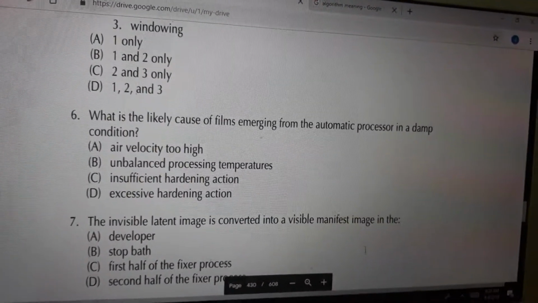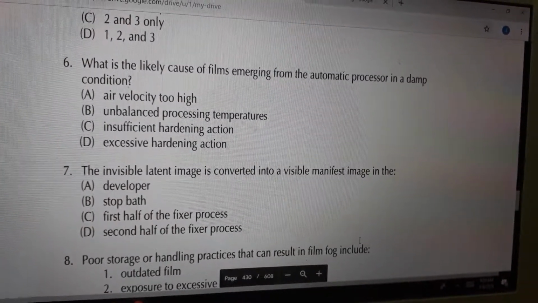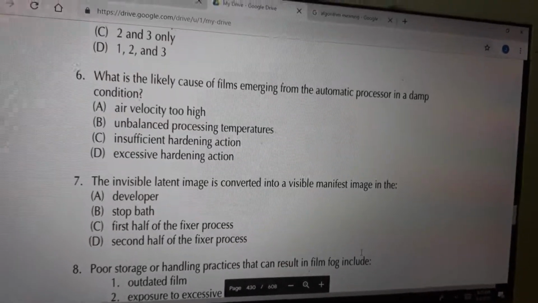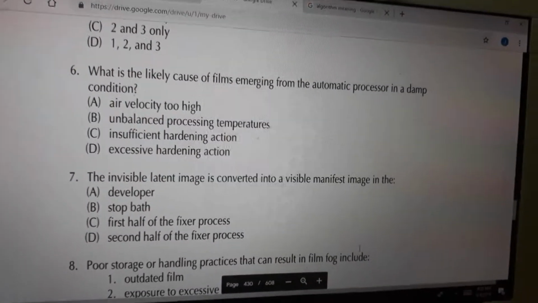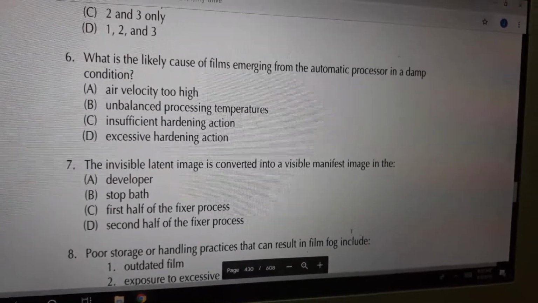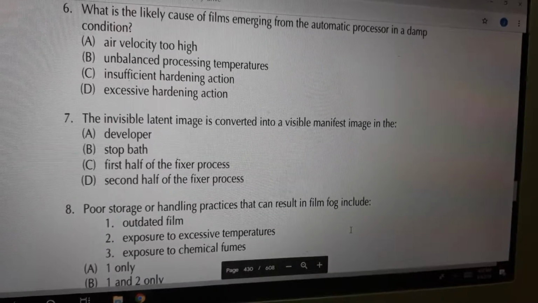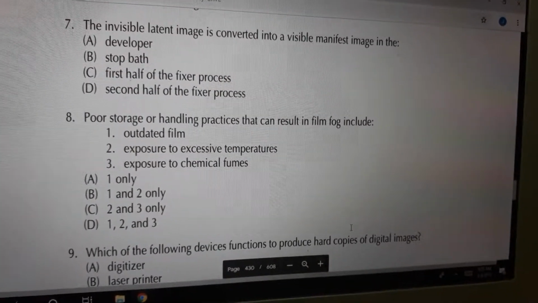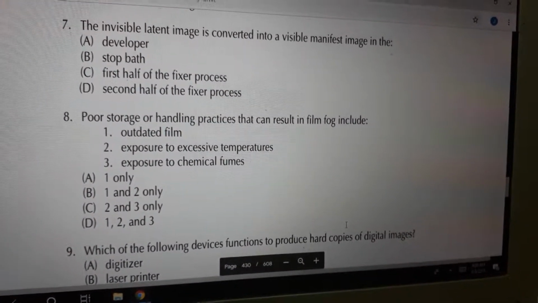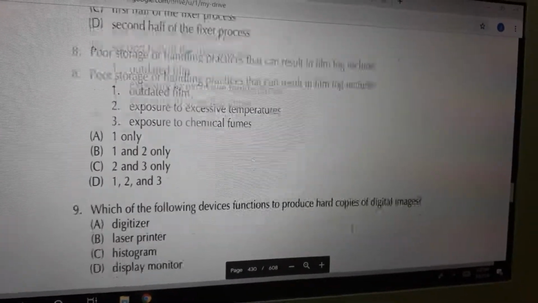hardening action. Next: the latent image is converted into a visible manifest image in the. Answer is in the developer. Next: poor storage or handling practices that can result in film fog include. Answer is outdated film, exposure to excessive temperature, and exposure to chemical fumes.